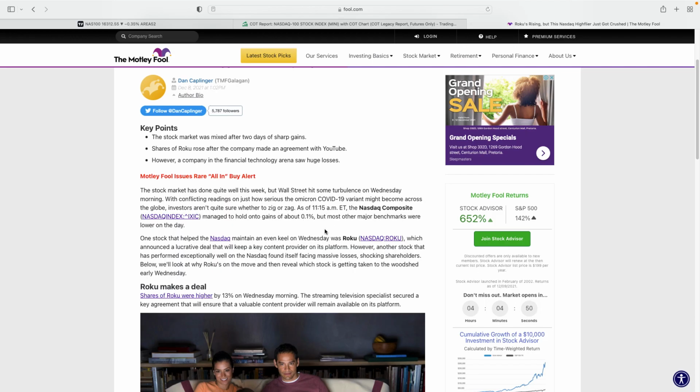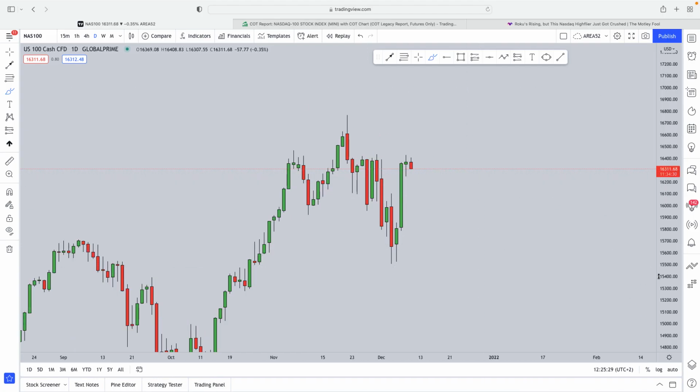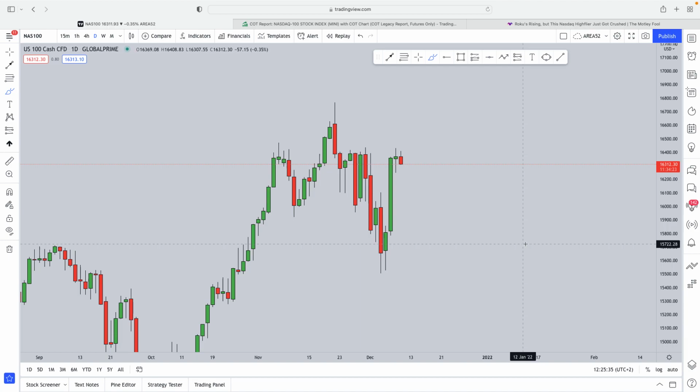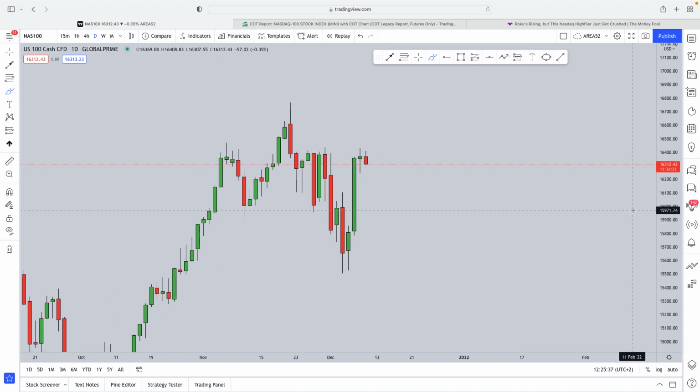The article reads further with conflicting readings. The Omicron is still a concern, and it says here that investors aren't quite sure whether to go zig or zag. What that basically means is that there is a sense of indecisiveness in the market. Investors are not sure whether they should buy or sell, because they don't know what impact this Omicron virus is going to have.